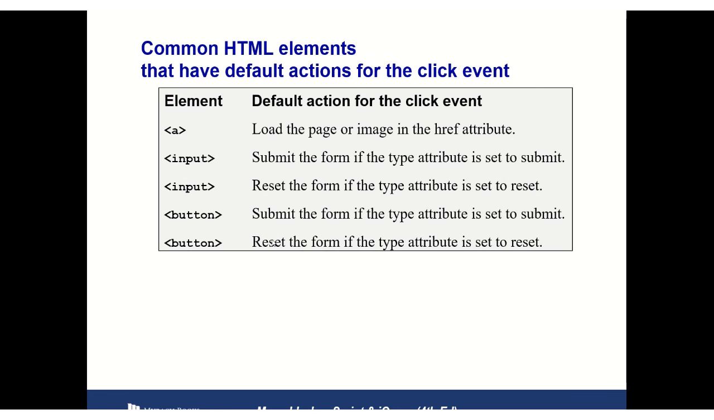Okay, so common HTML elements that have default actions for the click event. Basically, for A, the default action is to load the page. If you have the input, you submit the form if the type attribute is set to submit. If you have the input, you can reset the form if the type attribute is set to reset. Button submits the form if the type attribute is set to submit. So you can use the reset button as well.